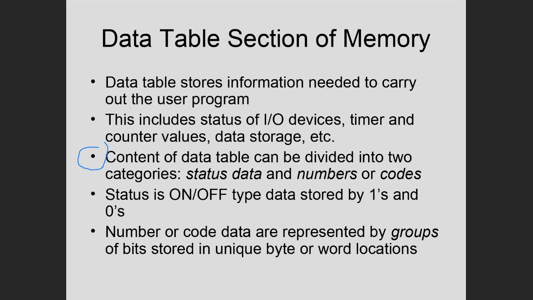Now remember, a number has place value. A code is just a sequence of bits. We talked about that around week 2 in the semester, the difference between numbers and codes. So that's what the data table section of memory can do. The one that I circled here is important to understand, but you've seen that if you went through Lab 1. So this is old news.